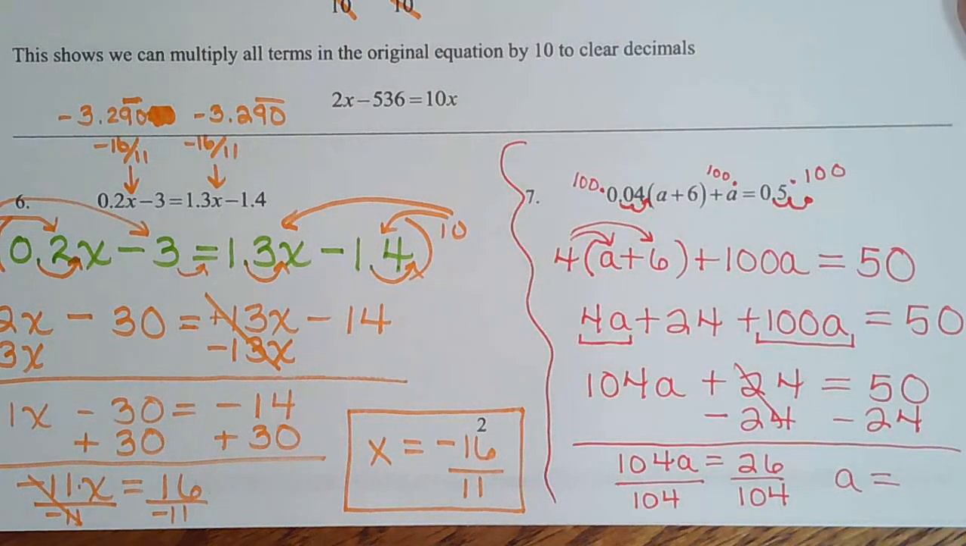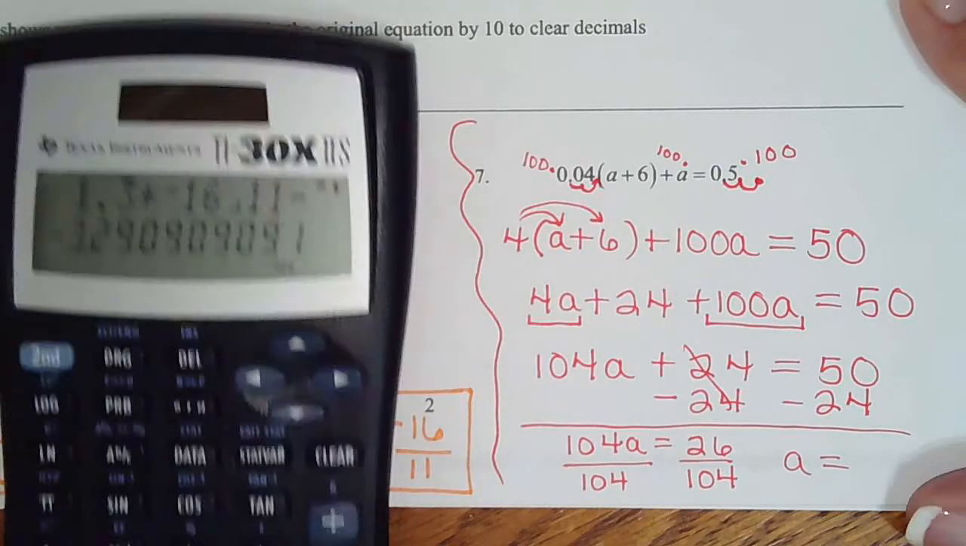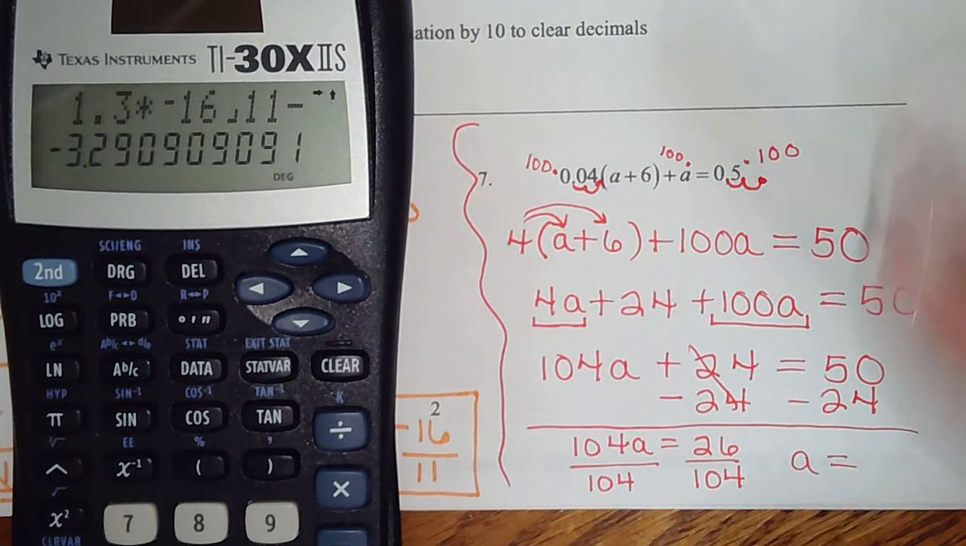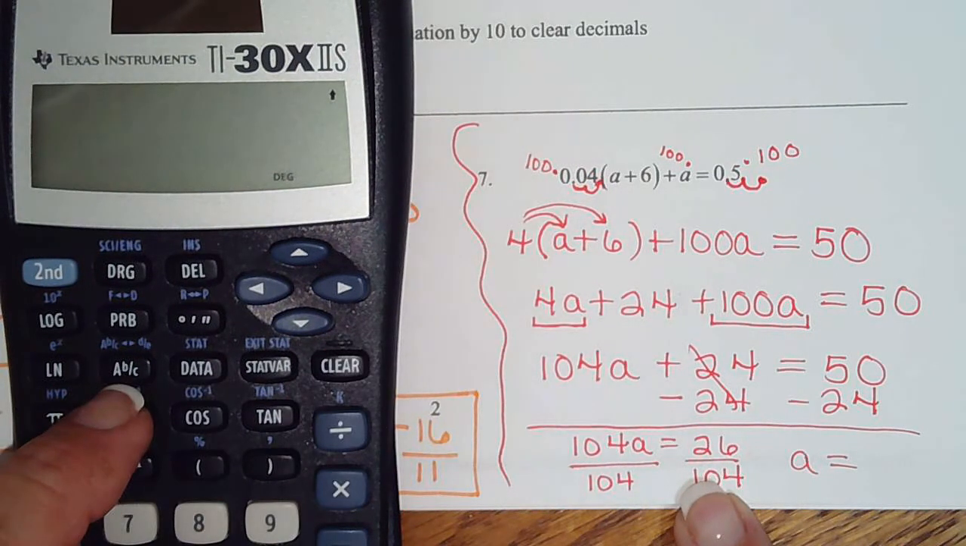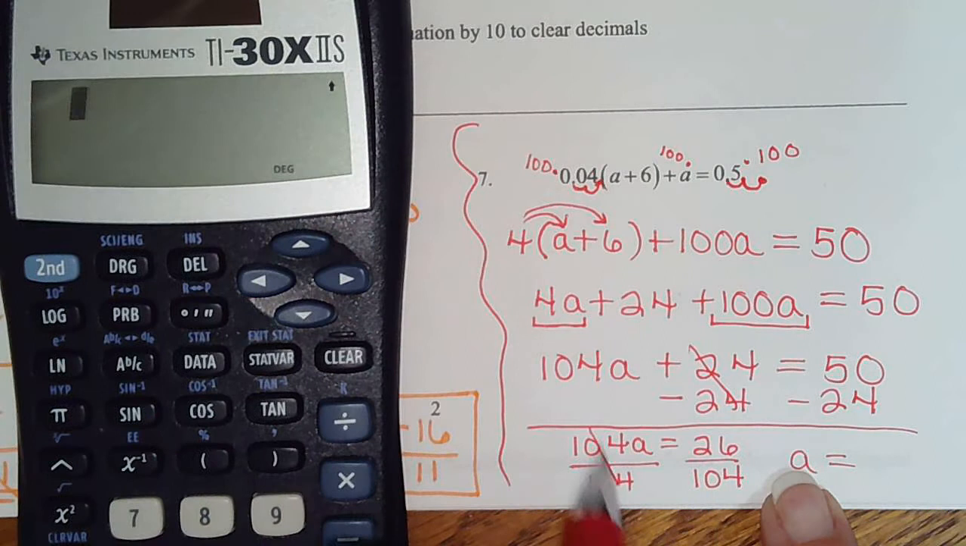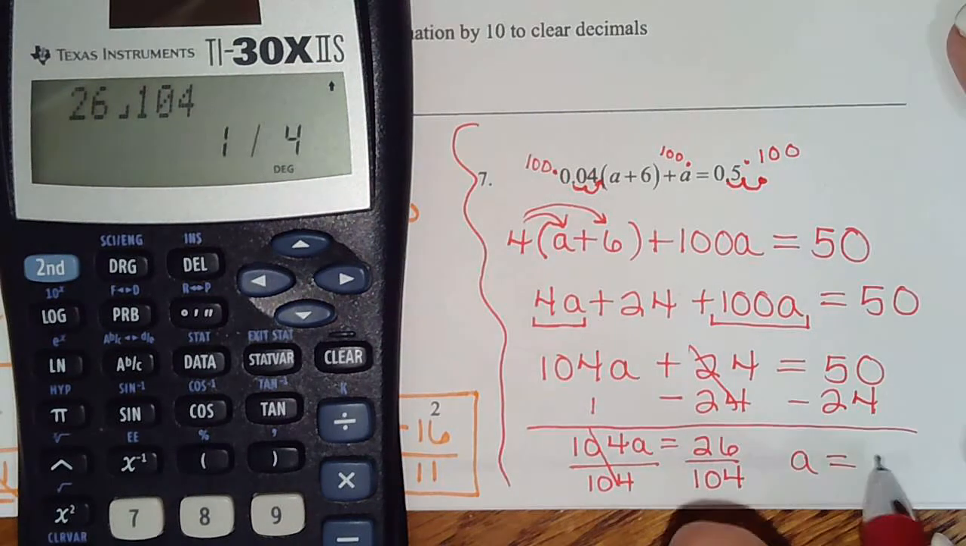And I don't know how many of you know it, but your calculator simplifies fractions for you. So if you don't feel like simplifying that, just let the calculator do it. You use the fraction key. So you type in 26 fraction bar 104 and it changes it to a nice simplified fraction for you. So it's just 1/4.